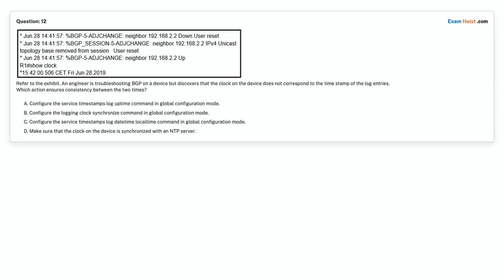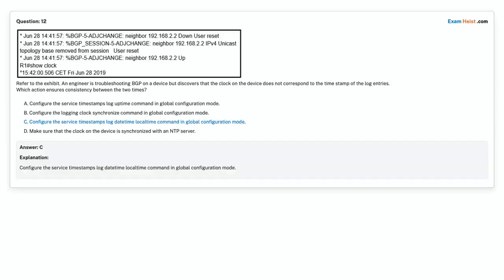Choose the correct answer. Correct answer is option C. Configure the service timestamps log datetime localtime command in global configuration mode.